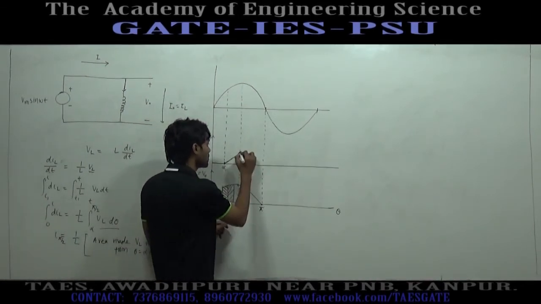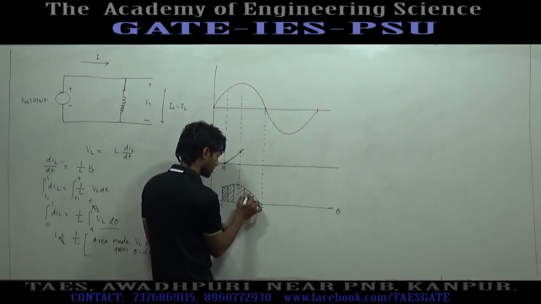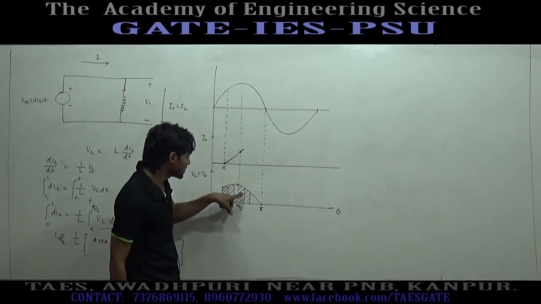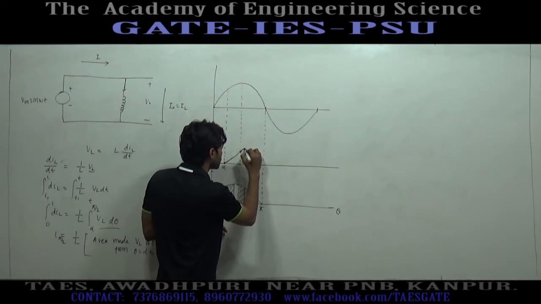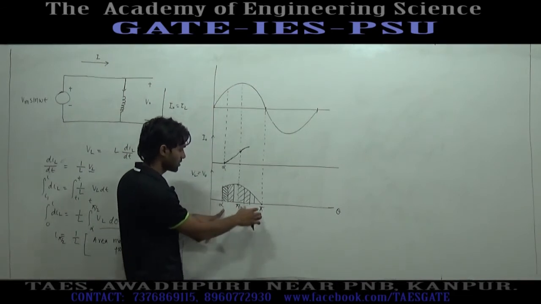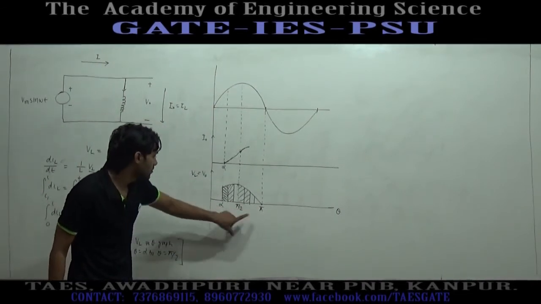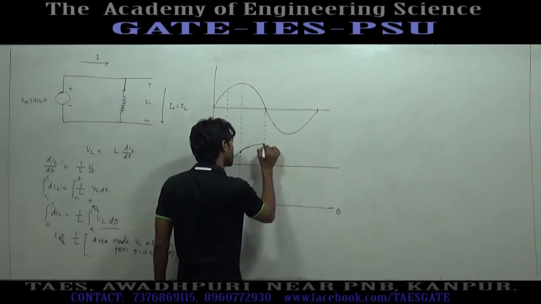This area is positive, so further current will rise. Again this area is also positive, so further current will rise, but the rise in current will be less than the previous interval. So the graph will take this type of shape. Up to here the area made by the VL graph is positive, so from alpha to pi the current will continuously rise.